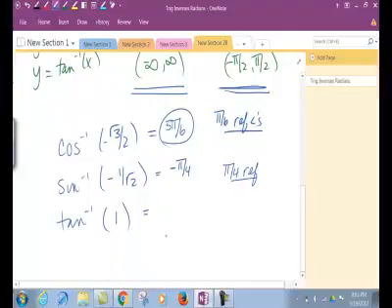Last one, where is the tangent 1? We know tangent is 1 at the pi over 4 reference angles. It's positive 1, and so that's the answer.